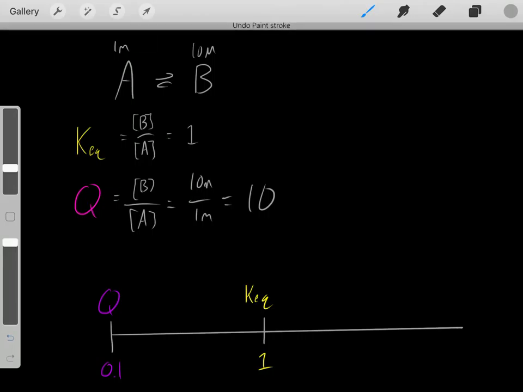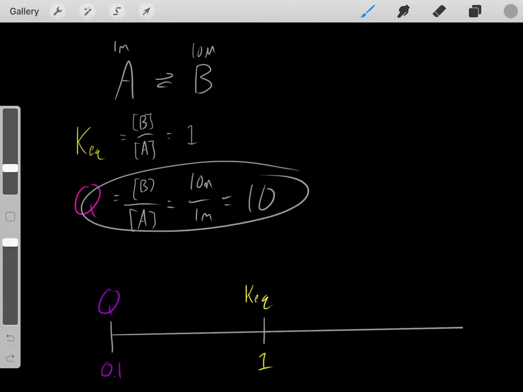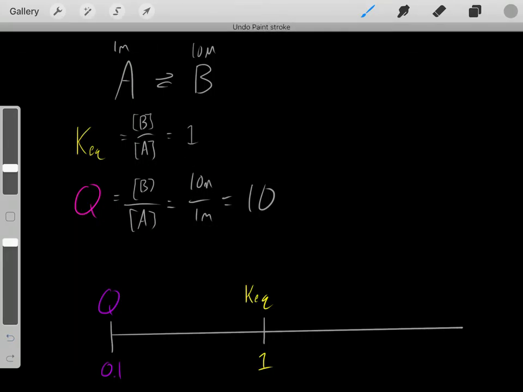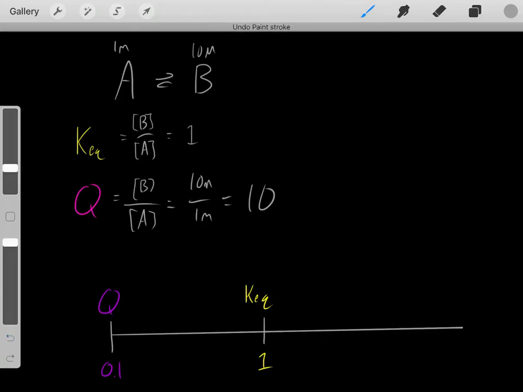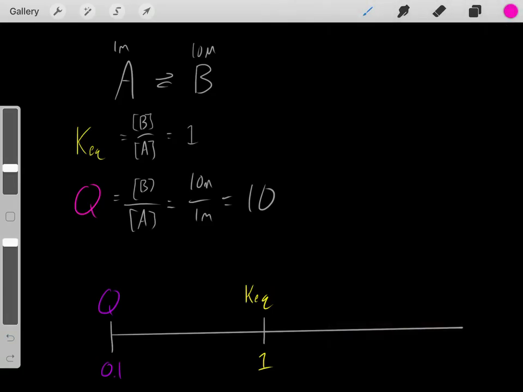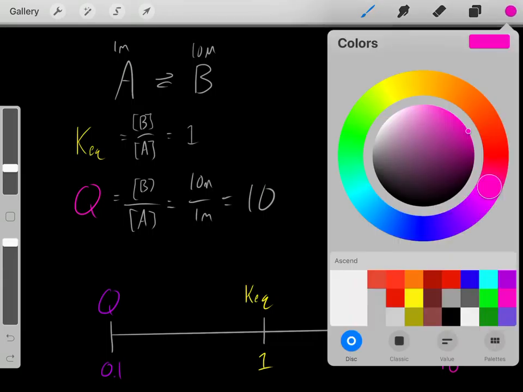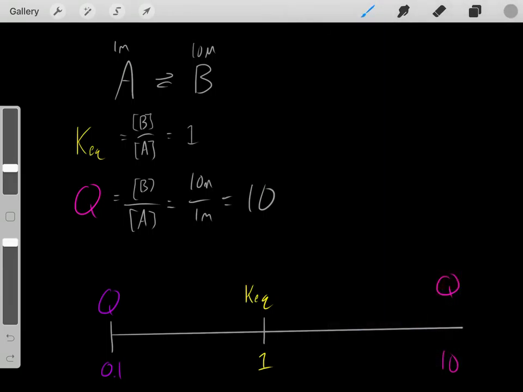And again, we're still not at equilibrium. Only when the reaction quotient equals the KQ are we at equilibrium. So we see the reaction is not at equilibrium. However, we can use our neat number line trick. We take the reaction quotient, and we know it is now 10. It's greater than 1, so on our number line, it would be to the right.